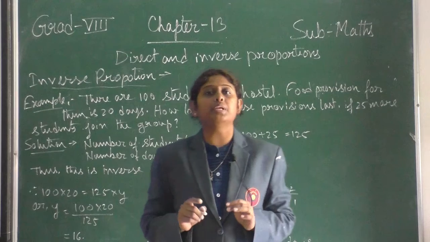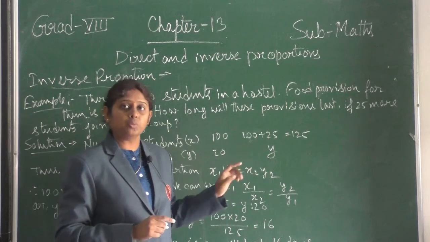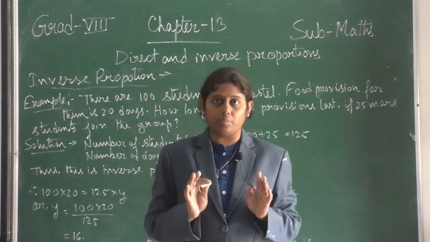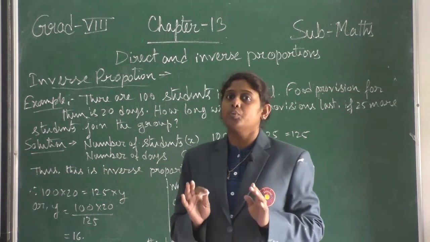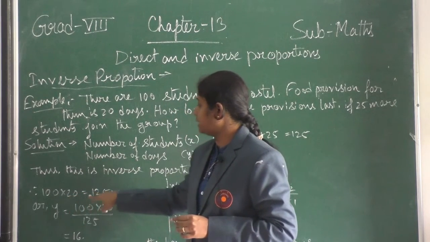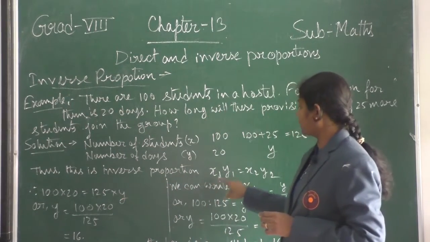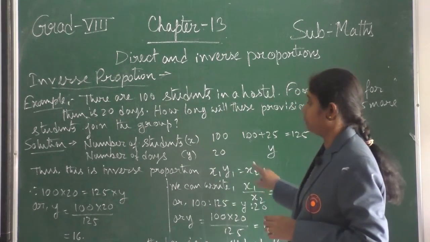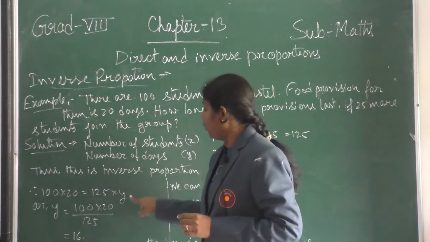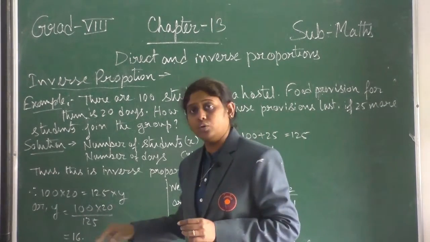So, as we know from the definition of inverse proportion that x1 y1 is equal to x2 y2, we can write. Similar to direct proportion, there are also two methods to complete this sum. We will check both methods. First method: 100 into 20 is equal to 125 into y, by putting the values of x1 y1 and x2 y2. So, using the linear equation concept, we write y is equal to 100 into 20 by 125, which gives the value 16.